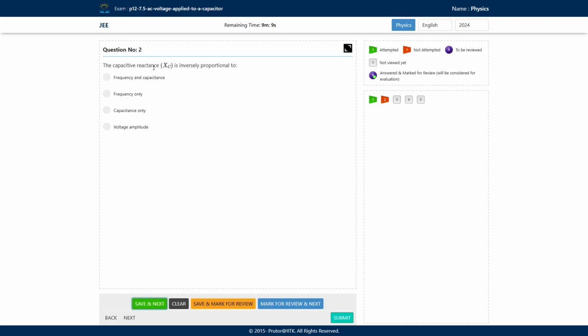Next question, the capacitive reactance XC is inversely proportional to. So XC is equal to 1 by omega C. So it is inversely proportional to frequency and capacitance, frequency only, capacitance only, or voltage and amplitude.